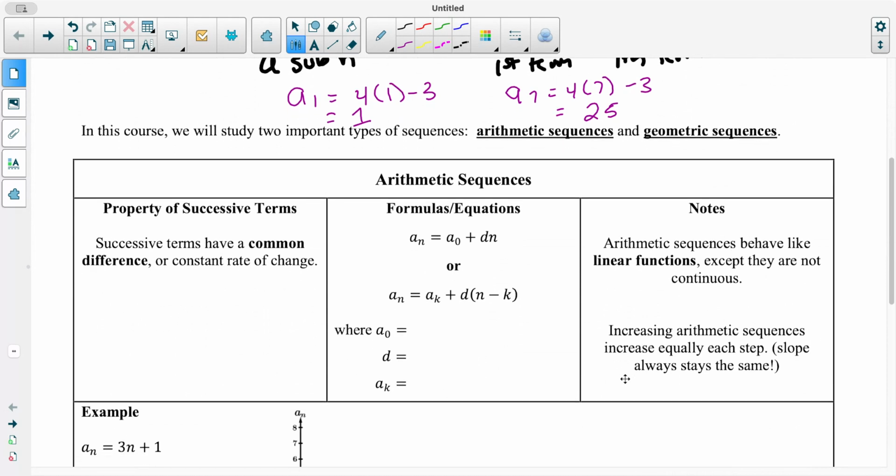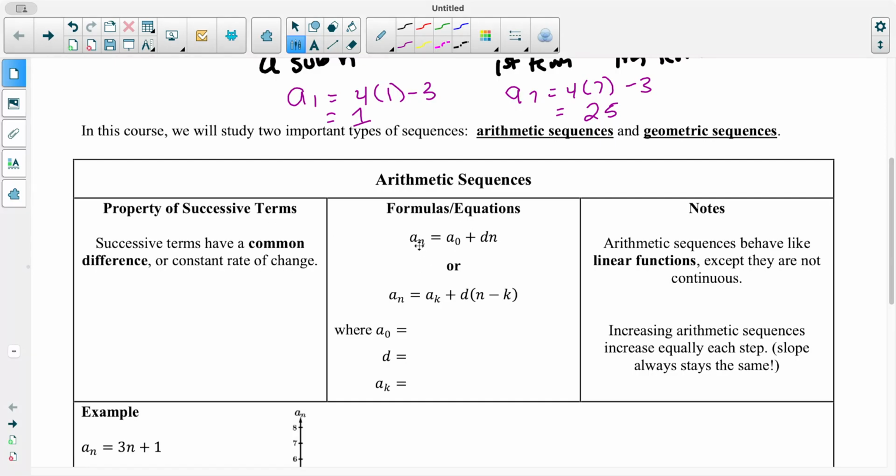Okay, so the big thing about the way arithmetic sequences are defined is that their successive terms have a common difference or a common rate of change, right? Common rate of change should instantly tell you that it follows a linear pattern because you're going to get the same slope or the same rate of change between every 2 outputs in the sequence.